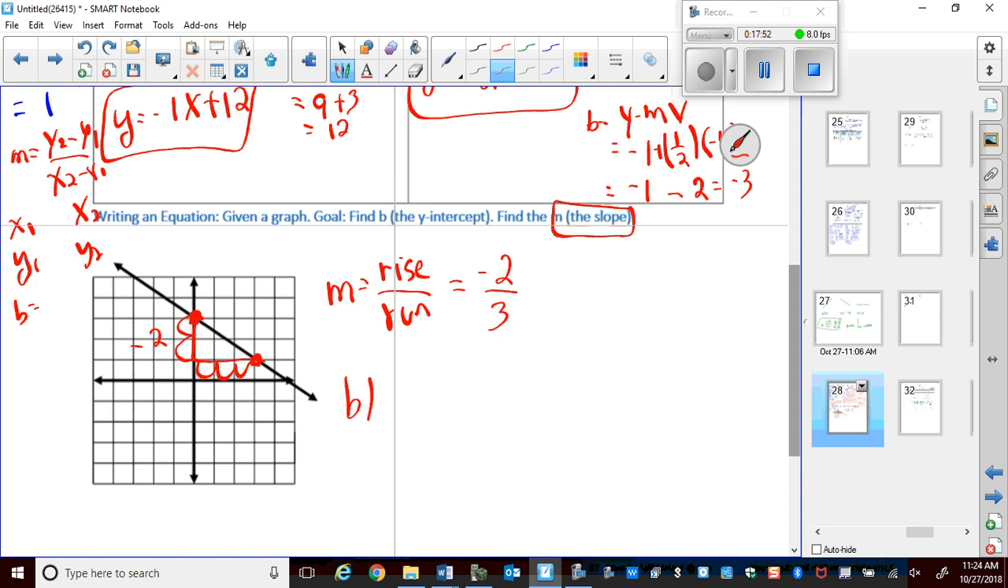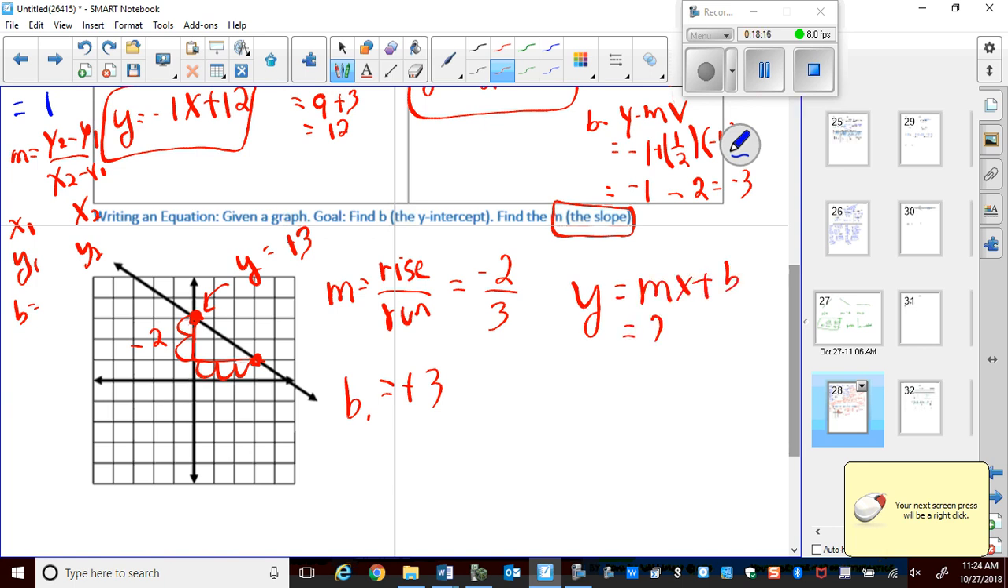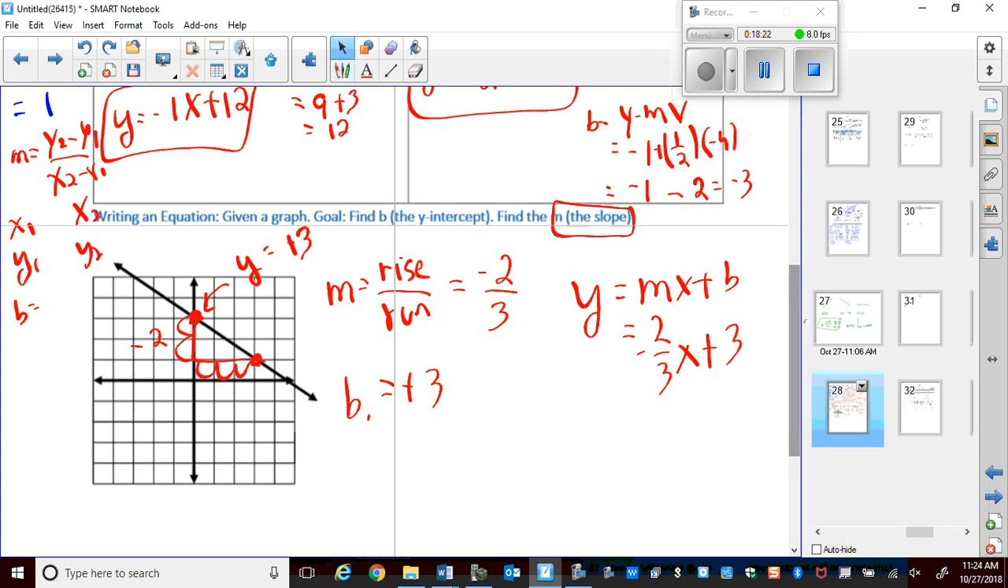Now my y-intercept, the point where it crosses the y-axis, is positive 3. Sorry, b equals positive 3. So my equation is y equals m times x plus b, which equals negative 2/3 times x plus 3. Final answer there.